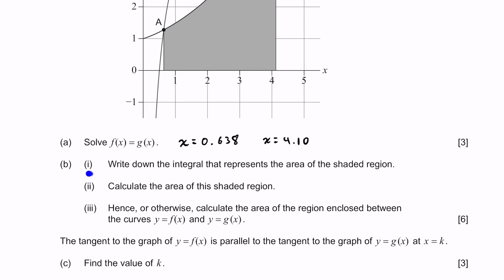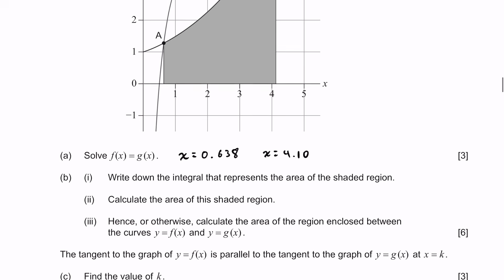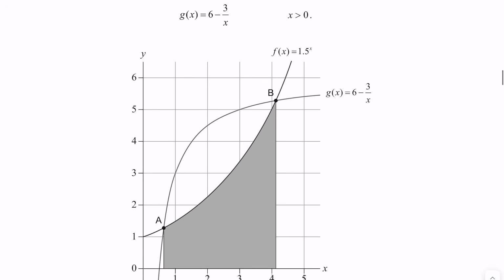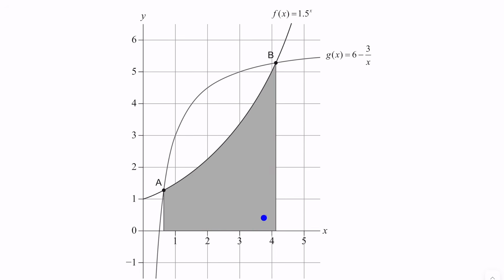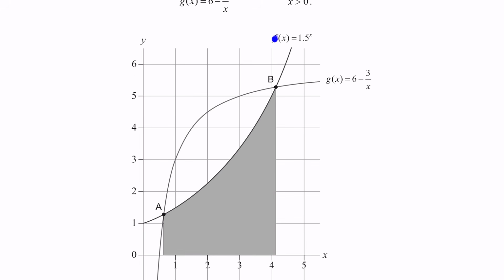Part B, part 1 of B. Write down an integral that represents the area of the shaded region. Okay, so here's our shaded region right here. And we can ask, okay, it's the area under a given curve. The area under what curve? Well, the area under f of x.